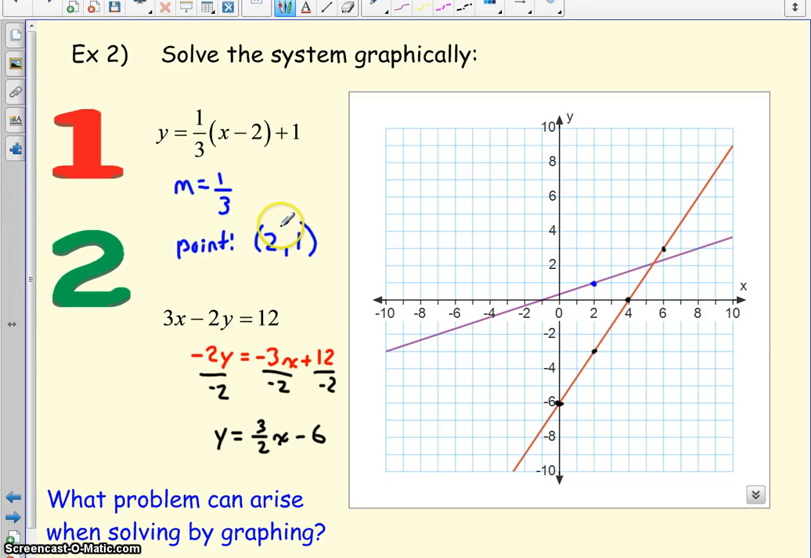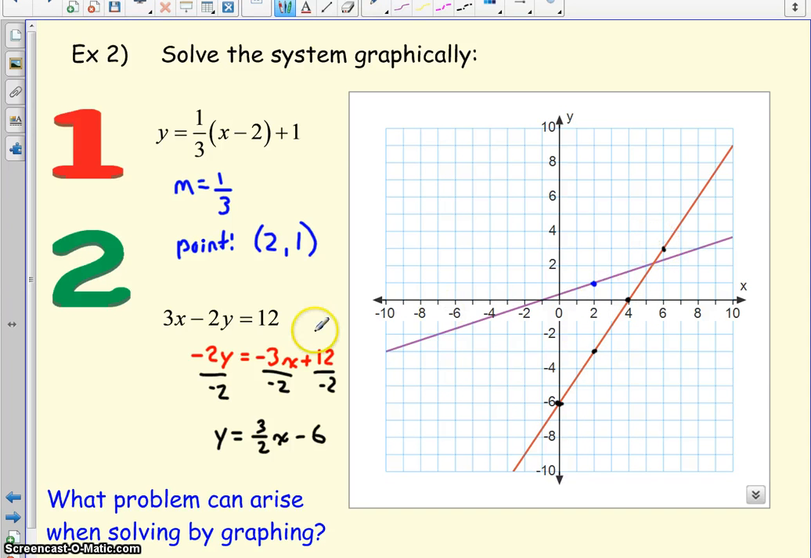For the second one, I could have found the x- and y-intercepts, but I chose instead to put it into slope-intercept form. That's a form we're a bit more familiar with. So I rearranged the equation, subtracted 3x from both sides, and then divided both sides of the equation by -2. So I get y equals 3 over 2 x minus 6. Starting from the y-intercept of -6, I go up 3 over 2, up 3 over 2 to the right, and so on.